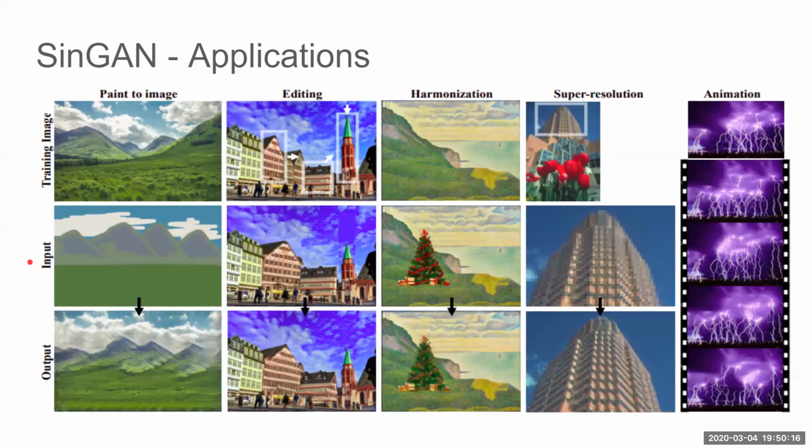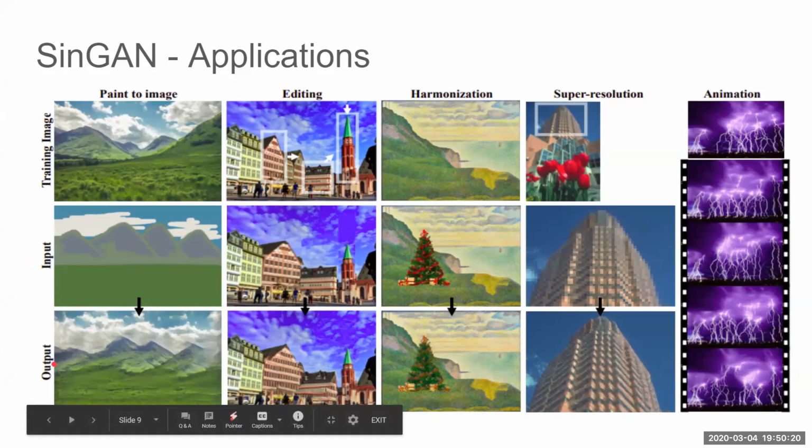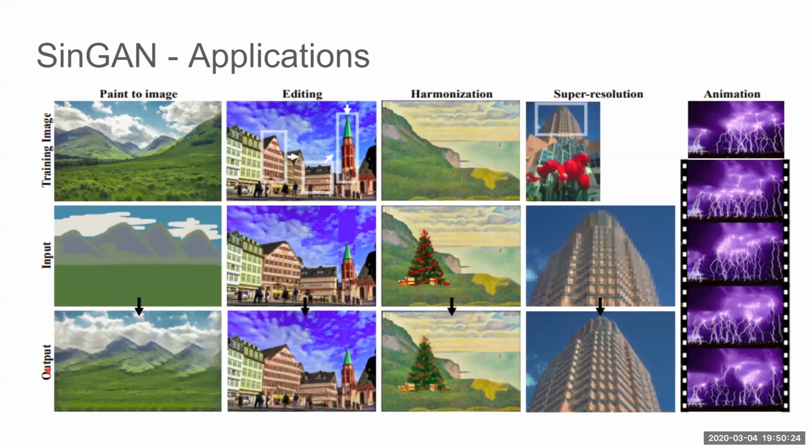So the image would be something similar to this, and the output of SinGAN would be something like this. It basically learns this probability distribution from the single image and tries to impose it onto the input image that we give it. So it's really a nice output from SinGAN's point of view.